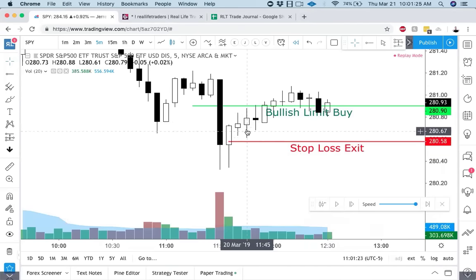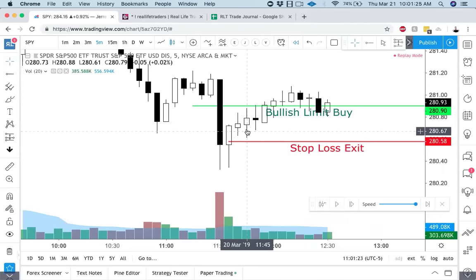Not one. Except for this one. This one doesn't really count. I mean, if you're going to fade it, you could have faded BIIB here, stop here, and gotten an R. I mean, you could have scalped that. But other than closing above this candle, we never really closed above the high.